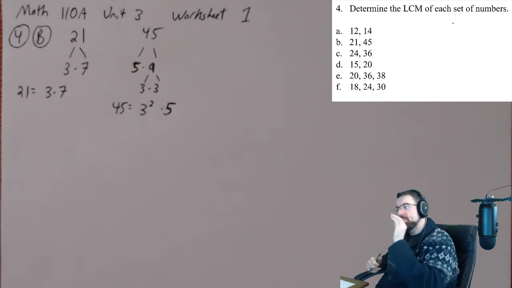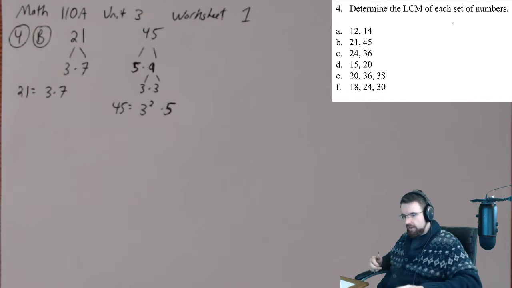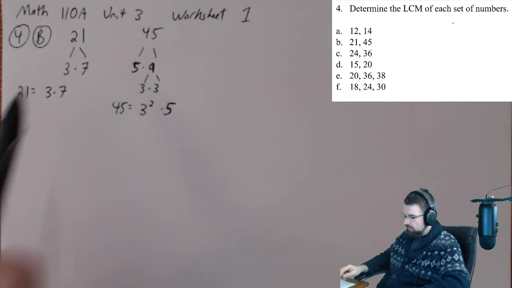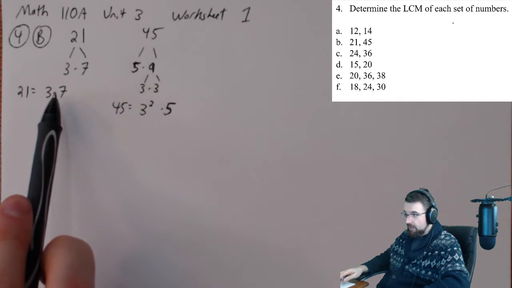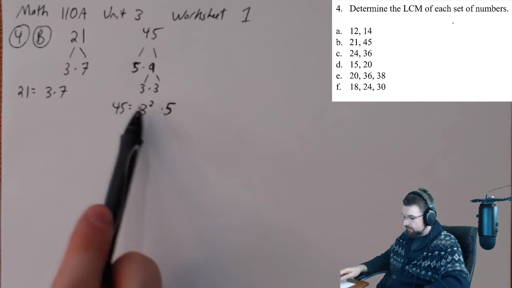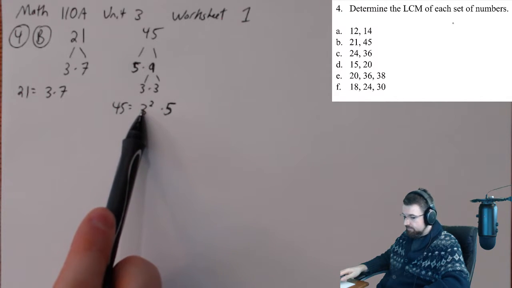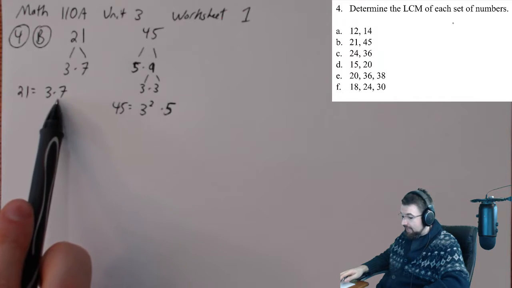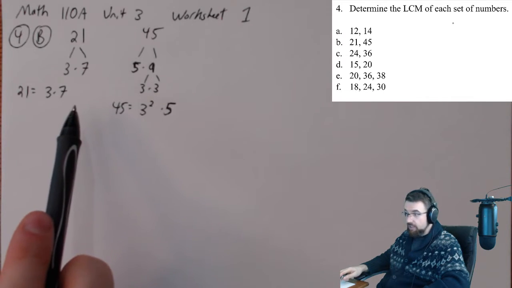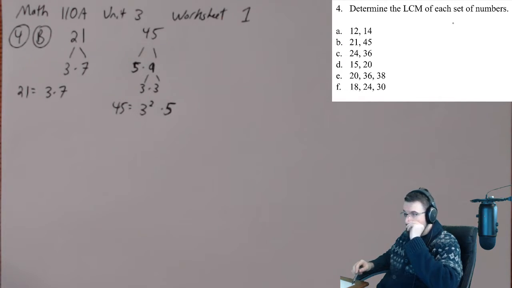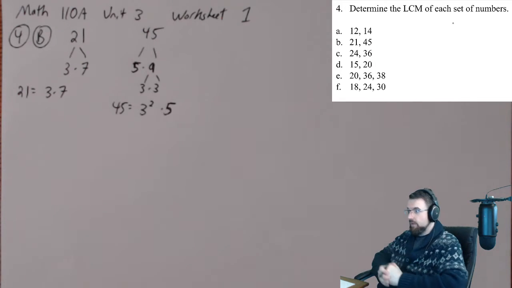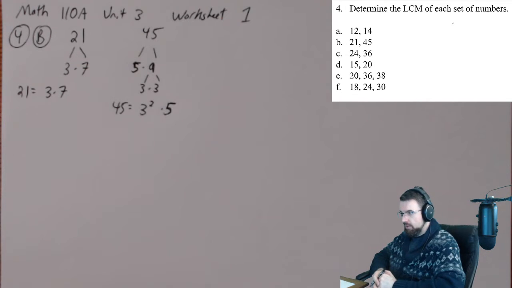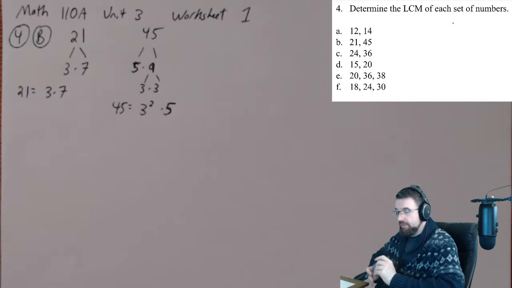Now, the lowest common multiple is a bit different. If we were to find the GCF of these guys, the GCF would just be whatever was in common. So there's a 3 here, there's a 3 here, and so our greatest common factor of these two guys would just be the number 3. But now we're trying to find the lowest common multiple. Now we know a multiple is always going to be bigger, but we want the smallest number that is a multiple of both these guys.